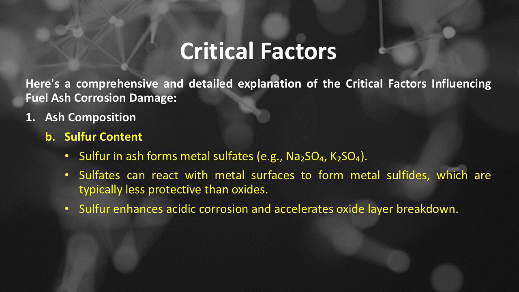Number B: sulfur content. Sulfur in ash forms metal sulfates, such as Na2SO4, K2SO4. Sulfates can react with metal surfaces to form metal sulfides, which are typically less protective than oxides. Sulfur enhances acidic corrosion and accelerates oxide layer breakdown.